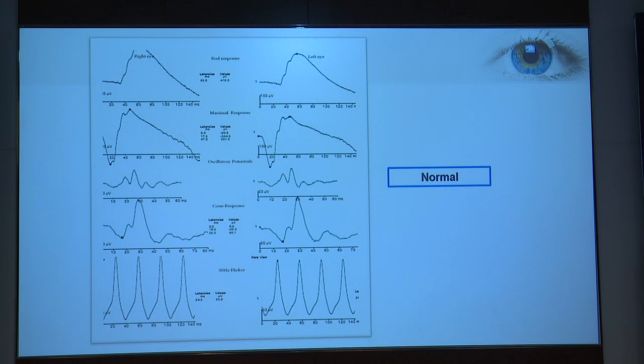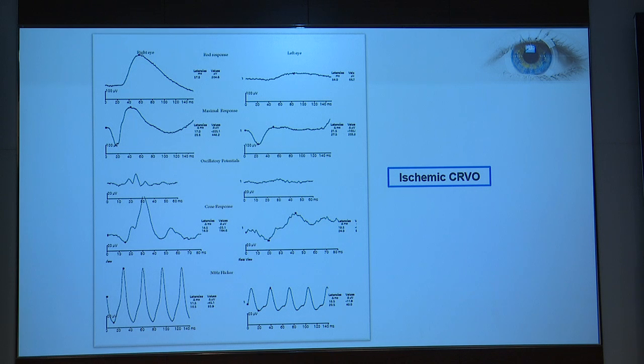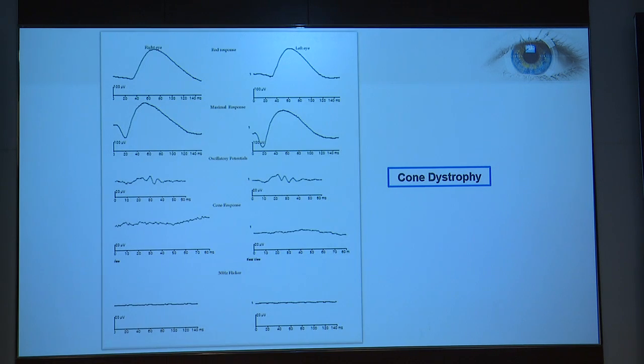And in a normal condition, what we do is we compare both the eyes, the normal eye and the suspected abnormal eye. So this is normal in both the eyes. Suppose there is a case of ischemic CRVO, and you want to know whether the patient will gain vision or not. For the prognosis, you can do this test and you can see that the B wave amplitude and the implicit time are both reduced. There are hardly any waves there.